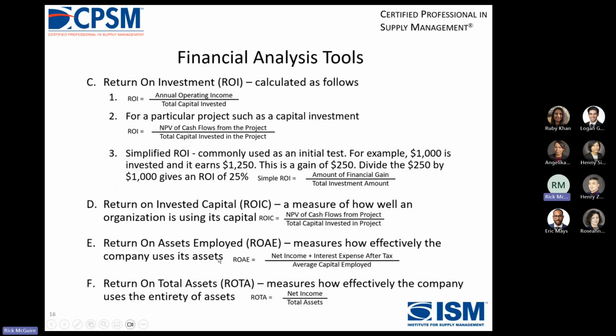And then you've got return on assets employed, which would be the net income from the company for the year or the quarter, plus interest expense after taxes, divided by average capital employed. How effectively the company uses its assets, return on assets employed. And then you got return on total assets, net income divided by total assets. It shows how effectively the company is using the entirety of its asset base.